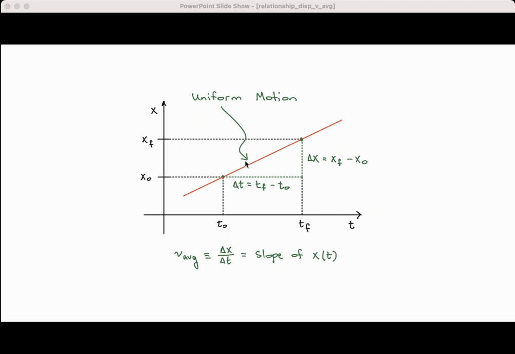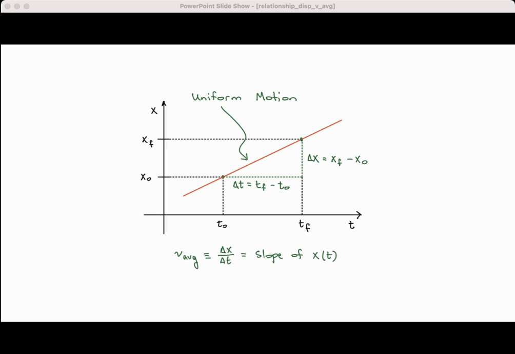Here you can see it very easily. Slope is defined to be rise over run. In this case, the rise is delta x and the run is delta t. So V average is literally the slope of this uniform motion constant velocity line.